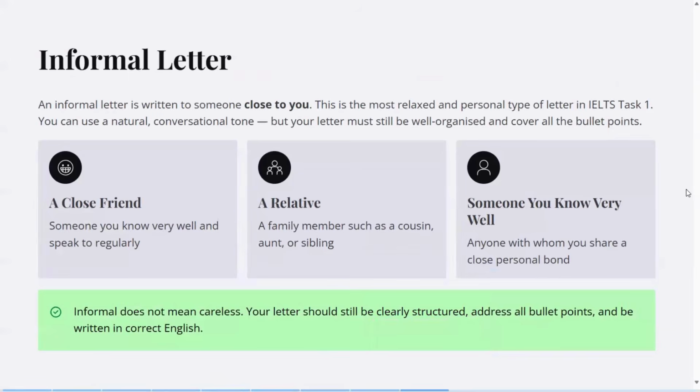An informal letter is written to someone close. It could be a friend, a family member, or someone with whom the candidate is quite close. In this case, the language can be more natural, more friendly, and more personal. Even so, the letter still needs to be well organized. Informal does not mean messy. The candidate still needs to address the 3 bullet points, organize ideas into paragraphs, and maintain clarity.